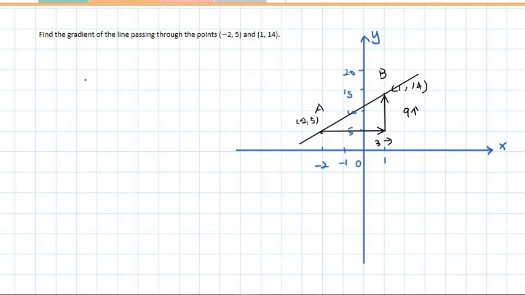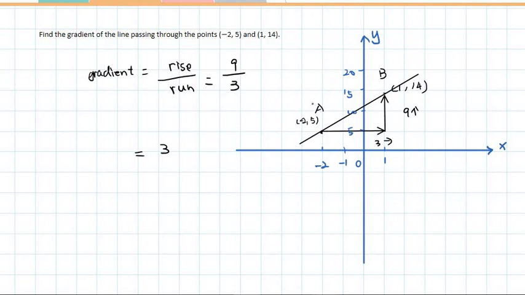In our equation, we say that our gradient equals run over rise. Oh, sorry, our equation is rise over run. So it's 9 over 3, and the answer for this question is 3. In our Cartesian coordinate plane, we located this triangle, found the rise and the run, put them into the formula and calculated.